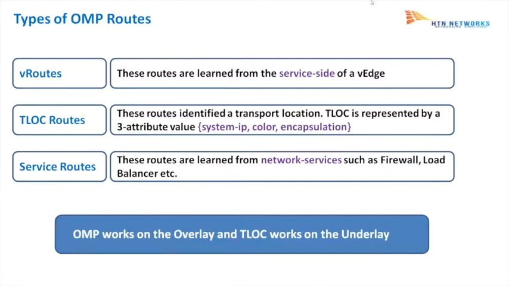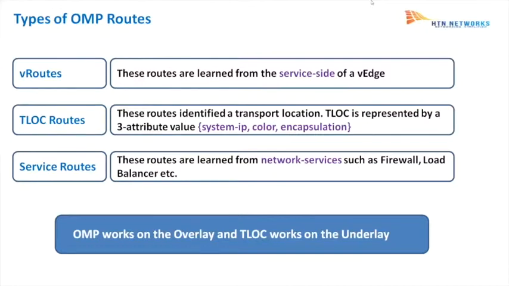The color means, let's say circuit 1 was your broadband circuit and circuit 2 was your MPLS circuit. When you define a TLOC, you will say system IP, then color, and for color you will mention MPLS, and for the second circuit, the color is broadband. When you define this TLOC attribute, the router knows that if I have to take voice over IP traffic, I will take it through the MPLS. If I have to take the application traffic, I will take it out through the second broadband circuit. That's how the TLOC works.